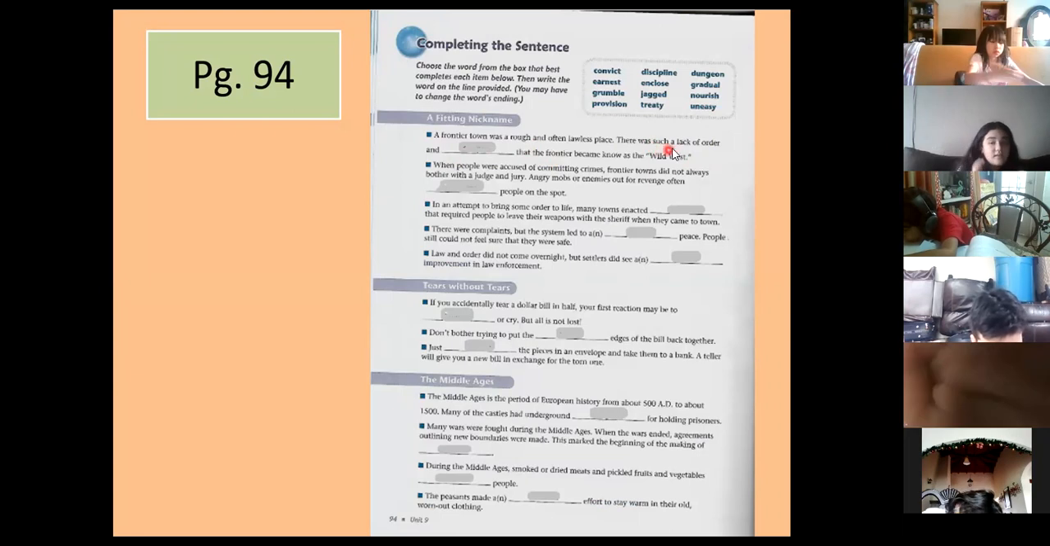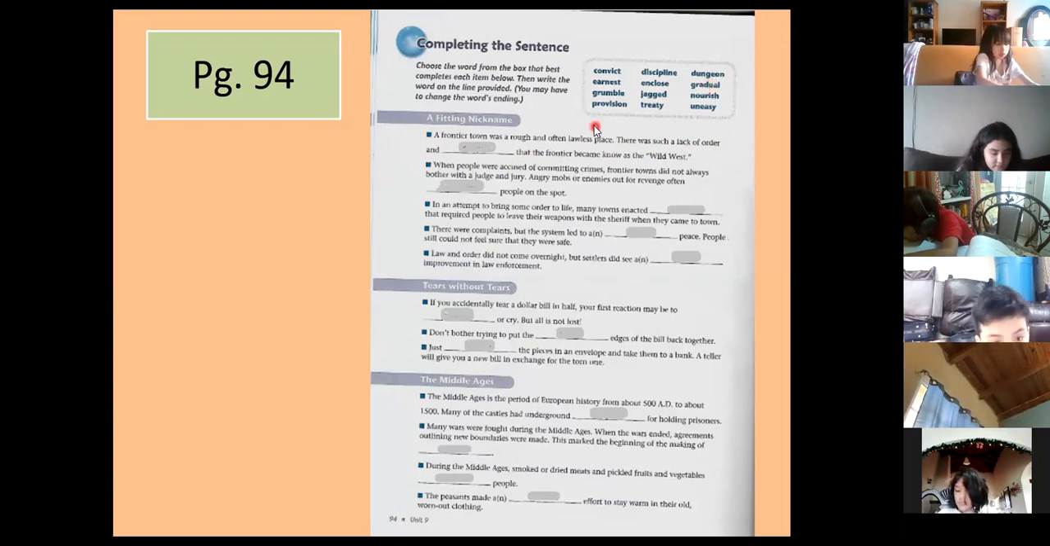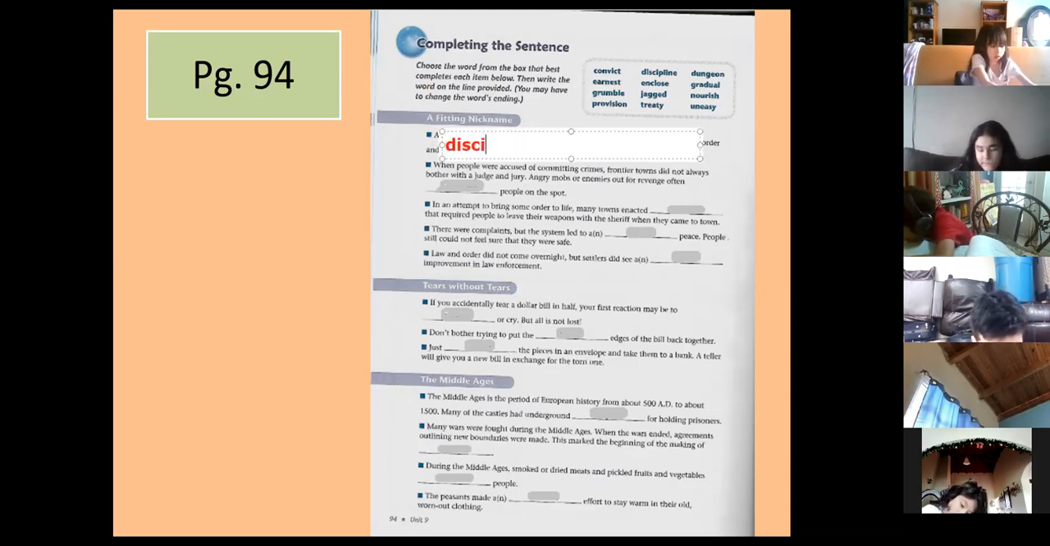It was a mess. It says there was such a lack of order, and what was missing besides order? It was a mess, it was in disorder. So yes, I think discipline. Discipline, that's right, it was missing discipline. It was a lot of disorder, so it was missing discipline also. So let's write this.